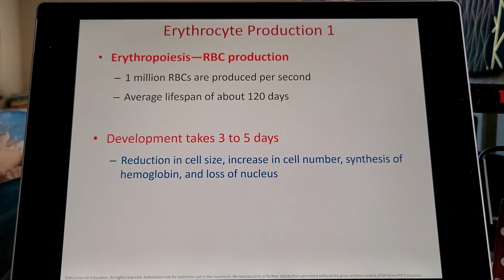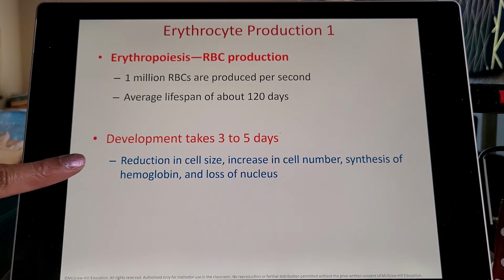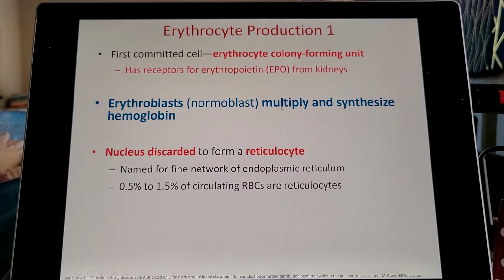Okay, so looking at our red blood cell production. This is where we are able to make hemoglobin before we start dumping out organelles that we don't need anymore. The fancy word for that is erythropoiesis. It takes about 3 to 5 days to get a new red blood cell. It starts off like a stem cell situation. It reduces in size, you do a little bit of multiplying, you make your hemoglobin, and then you lose organelles that you don't need because you're just carrying oxygen. That's the job of it.